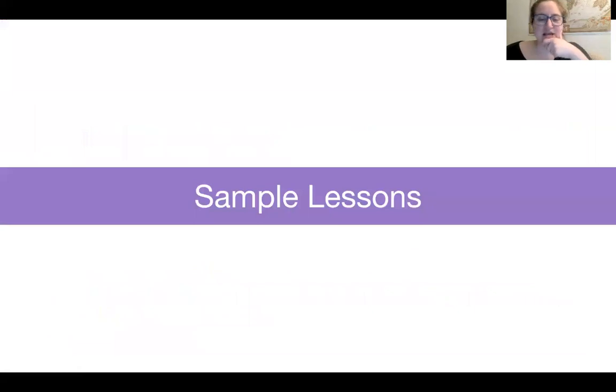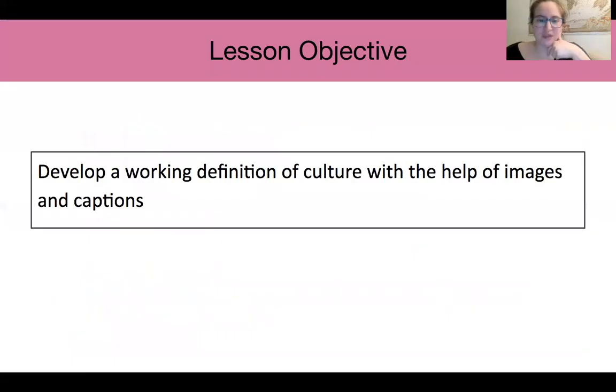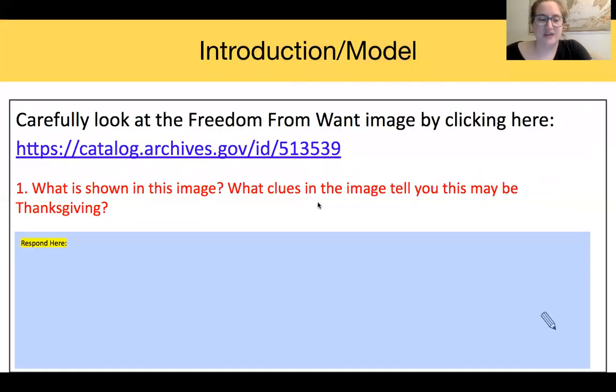Here are some lessons from the Passport curriculum that use captioning. So we're going to start out in Unit 1, our Introduction to World Communities. This is a lesson on defining culture. And the objective of this lesson is to help students continue to define culture, so they're developing it through analysis of images with captions.